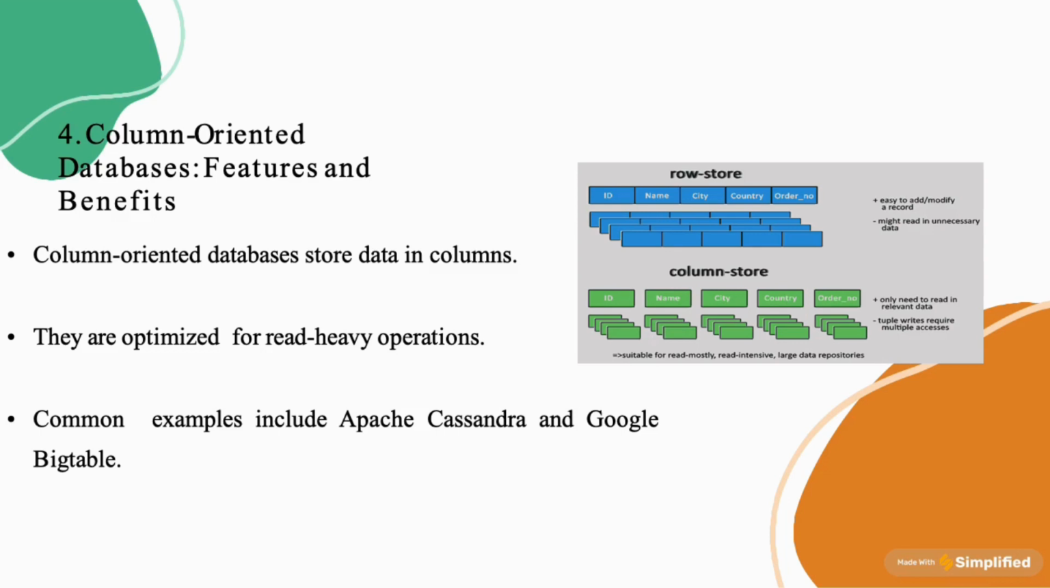Here is an example for the column-oriented database. Here we can see the row storage, which contains ID, name, city, country, order number. It is easy to record or modify a record, but might read in unnecessary data. And here in column storage we have ID, name, city, country, order name. Here the plus point is we only need to read relevant data, but the drawback is that write queries need multiple accesses.